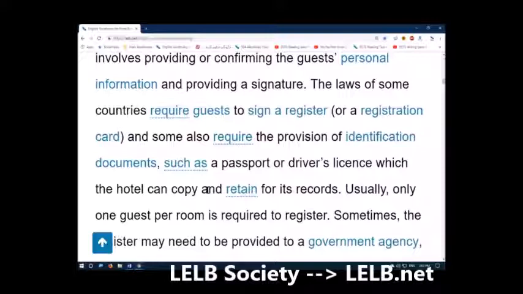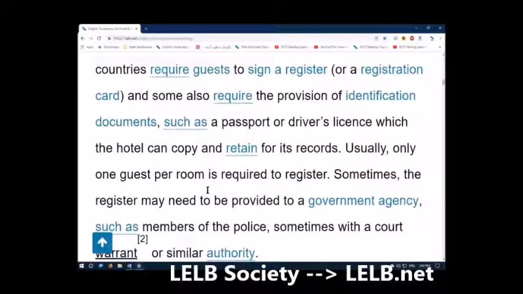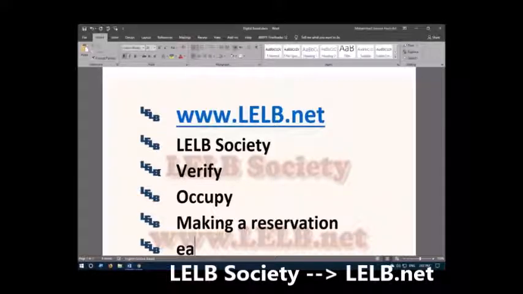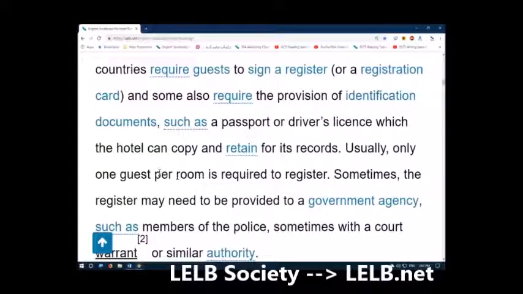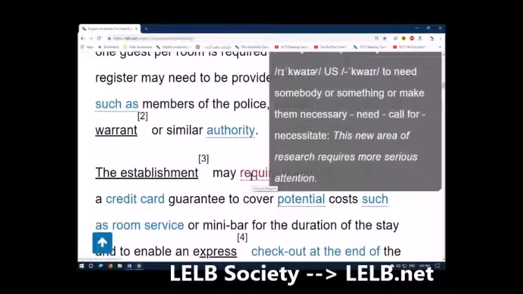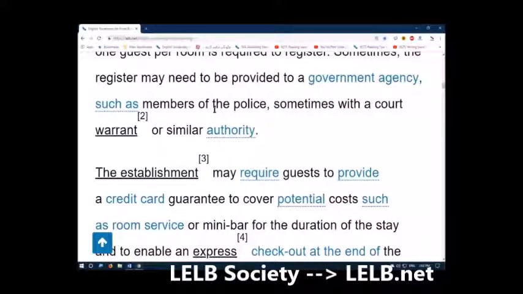Okay, usually only one guest per room is required to register. Per means each. Is required, or actually is supposed to, is expected to register. Sometimes the register may need to be provided to a government agency, such as members of the police. So the procedure is actually strict.